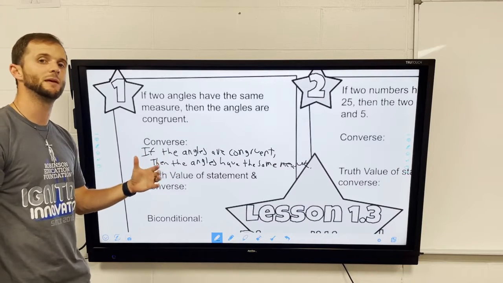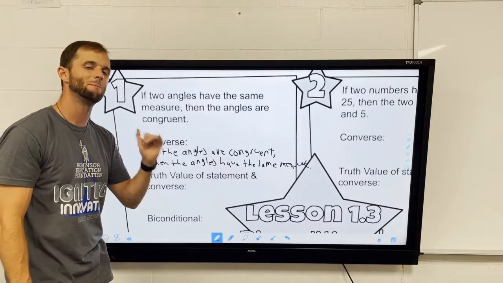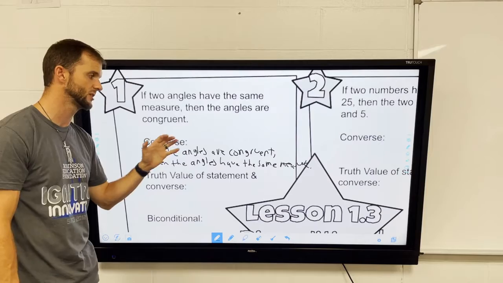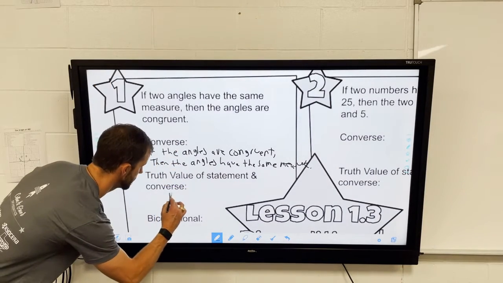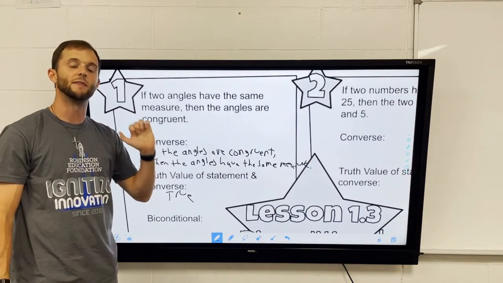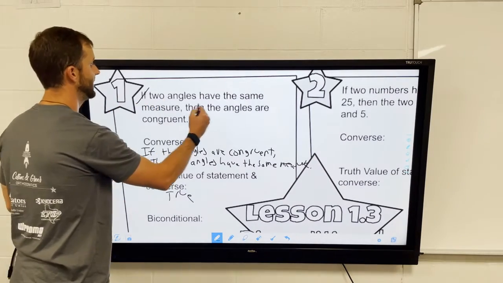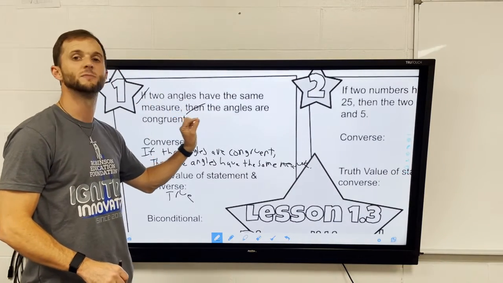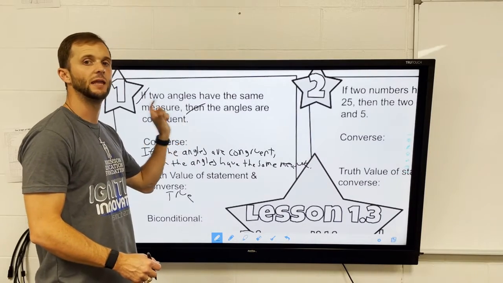So what biconditional means is when the conditional statement and the converse are both true, that makes it a biconditional statement. So whenever you have a biconditional statement, you're actually going to rewrite that. The truth value of the statement and the converse are going to be true. So whenever both of those are true, you're going to rewrite it as a biconditional. And the way you're going to do that is you're going to drop the if and then, and then you're going to put in the middle of the two terms, if and only if. So again, drop the if and then and insert if and only if.